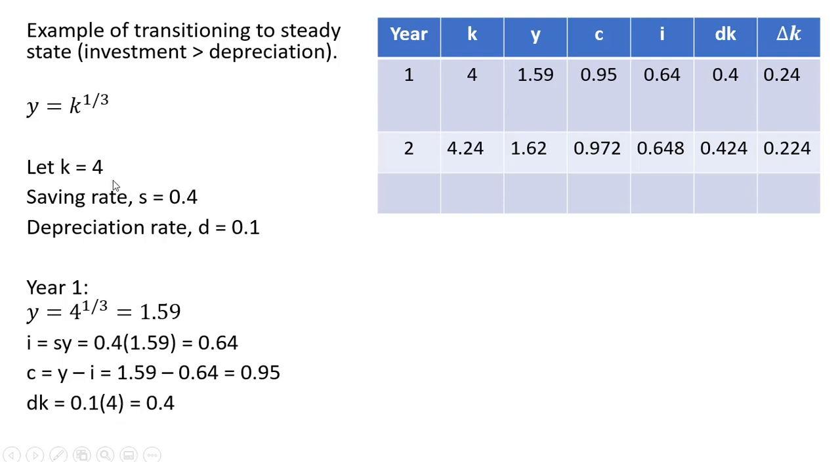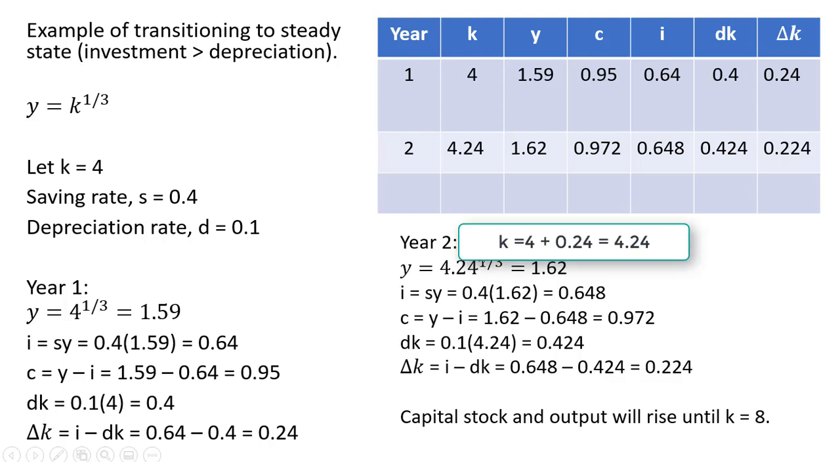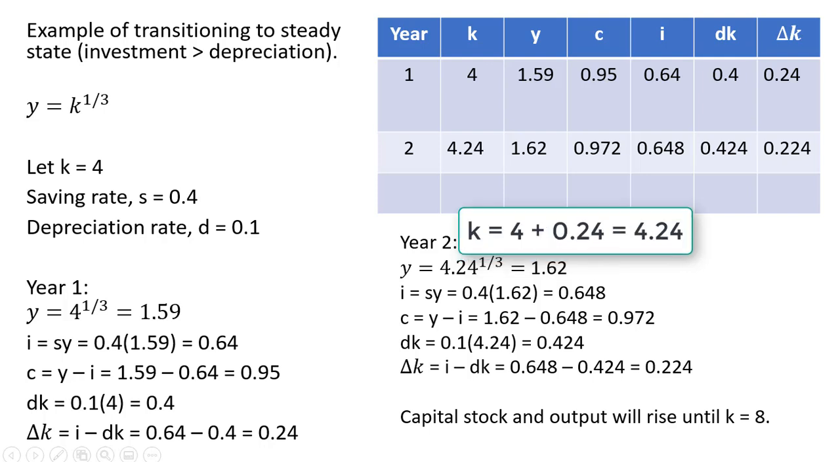In terms of depreciation, our capital stock is at 4, but the depreciation rate is 0.1. So our capital stock will decrease by the amount of depreciation, or 0.4. So that's the 0.4 now. And so the change in capital is investment minus depreciation, or 0.24. So we're going to be adding to the capital stock. So the capital stock will be slightly higher in the following year, or in year 2. So in year 2, capital will be 4 plus the 0.24, or 4.24. With 4.24 units of capital per worker, output per worker is 1.62.